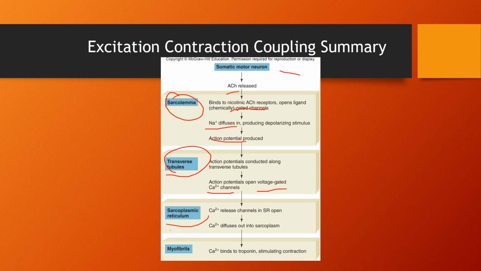So then we'll have the sarcoplasmic reticulum, and here calcium is going to be released. It's going to open channels and diffuse into the sarcoplasm, and then at the myofibrils it's going to bind to troponin. That's going to stimulate contraction, because that's what moves the troponin-tropomyosin complex out of the way so that myosin and actin can bind together.